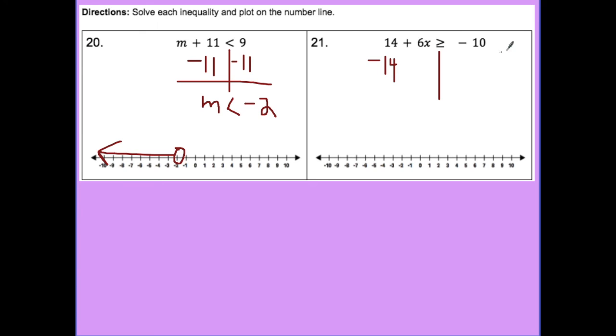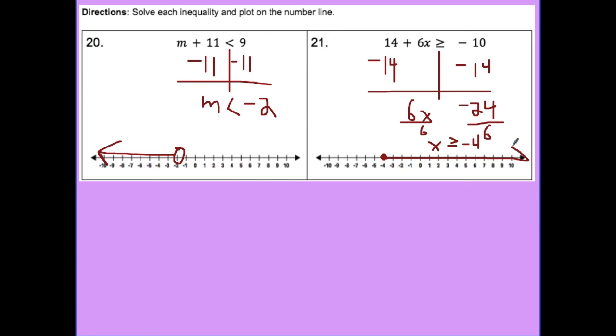Next one, 14. This is like the one we saw up there. It's a positive 14, so subtract it. And we're going to have negative 24 over here. We'll have 6 over here. Divide by 6. And I get x. We divided by a positive, so we keep it this way. x is greater than or equal to negative 4. So I have a closed circle at negative 4. And make sure I draw my line all the way this way to be greater than.